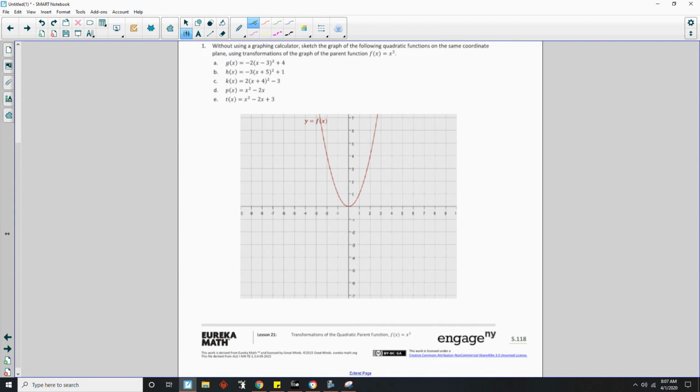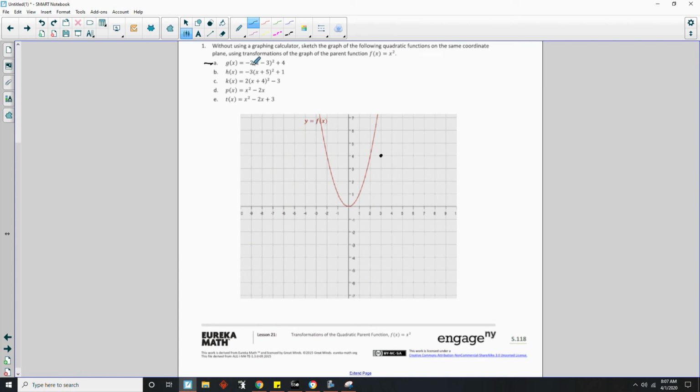Alright, so I'll start with black, and I'll do this in black. So the negative 2 tells me it's going to get flipped. The first thing I want to do is find the vertex. Left, minus 3 is right 3, up 4. So if I go over 3, up 4, the vertex of g of x is right there.